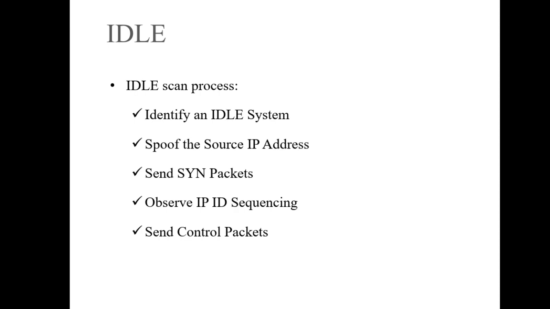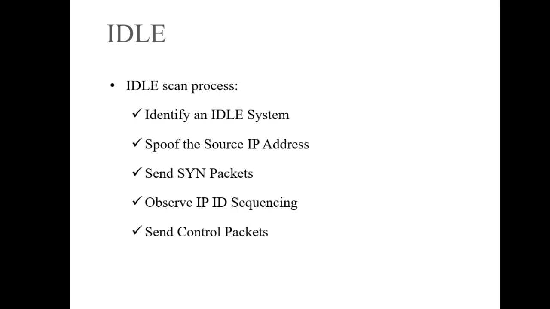First, identify an idle system. In identifying an idle system, the attacker identifies a system that is mostly idle or has low traffic and predictable IP-ID sequence behavior. This system will be used as a proxy for the scan. Second, spoof the source IP address. The attacker crafts Transmission Control Protocol synchronize packets with the spoofed source IP address, making it appear as if the packets are originating from the idle system.